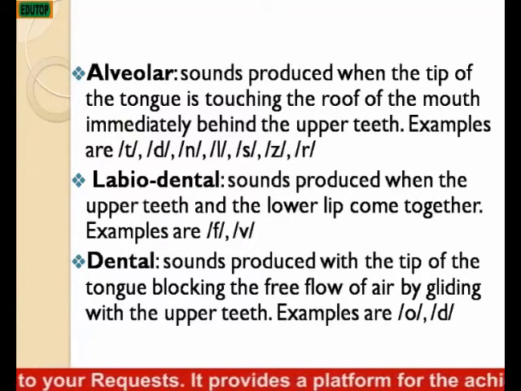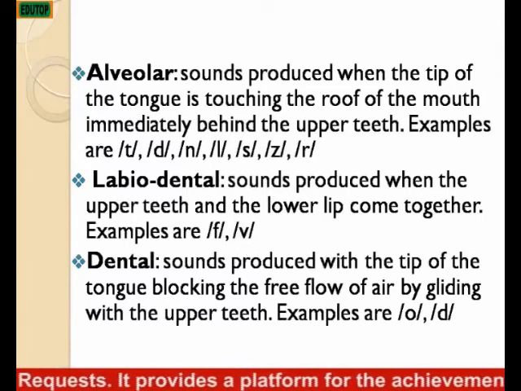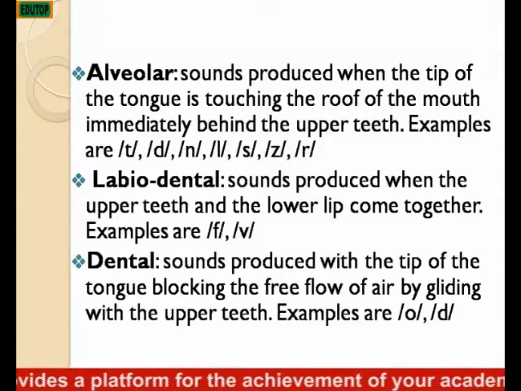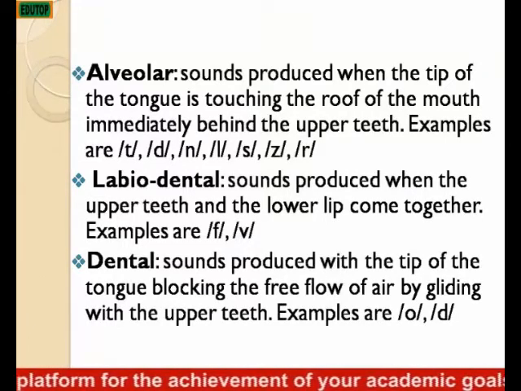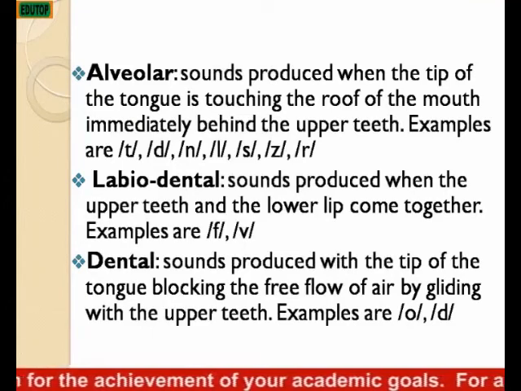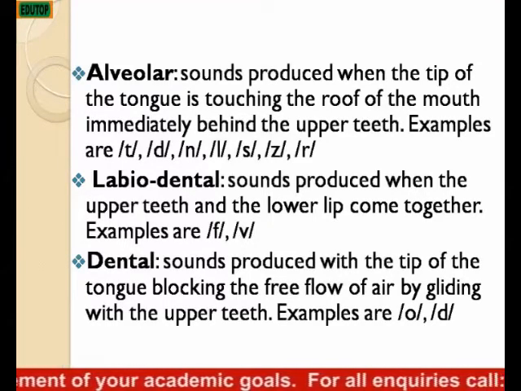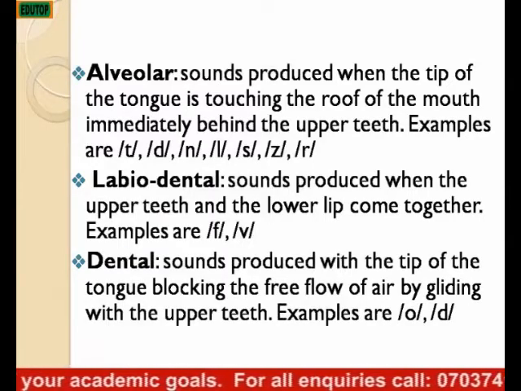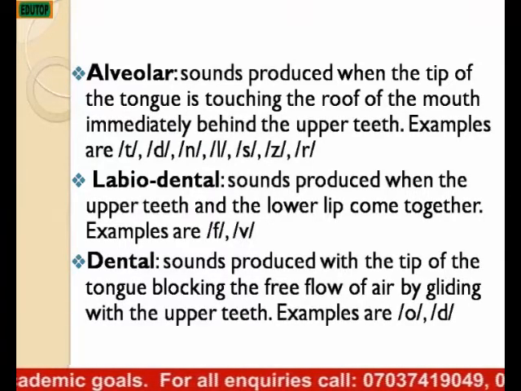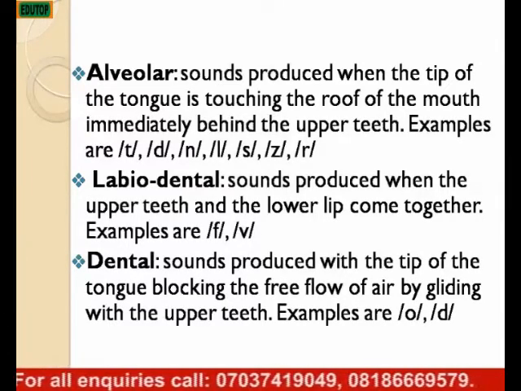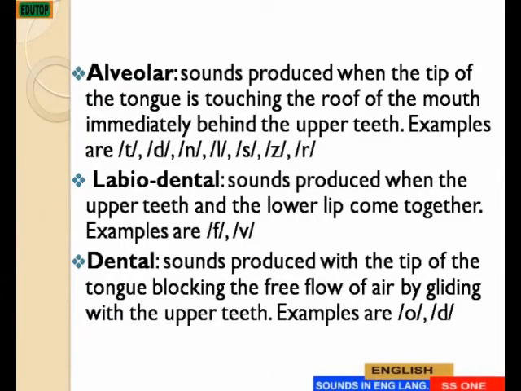Then the next one is labiodental. From that word labiodental, we discover that two words have been merged, that is labio and dental. Labio has to do with the lip, and then the teeth. So sounds produced in this manner are produced with the upper teeth and the lower lip, that is the upper teeth and the lower lip glide together. And examples of such sounds are... And the next one is the dental sounds.